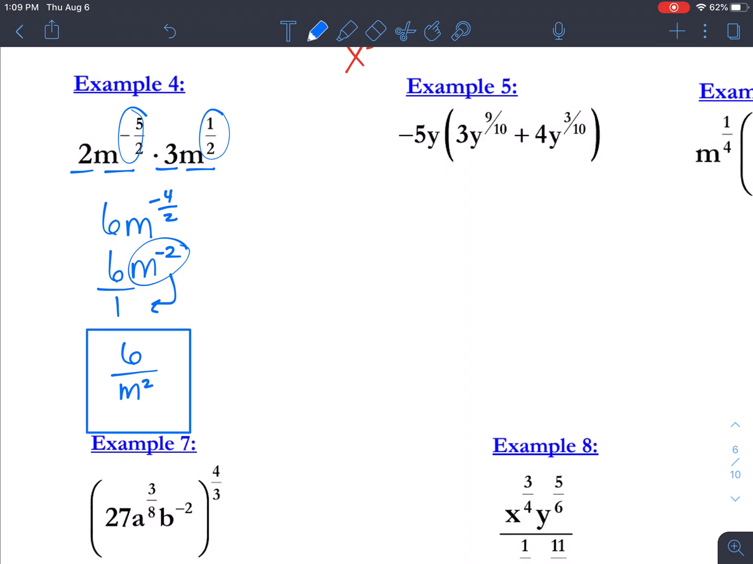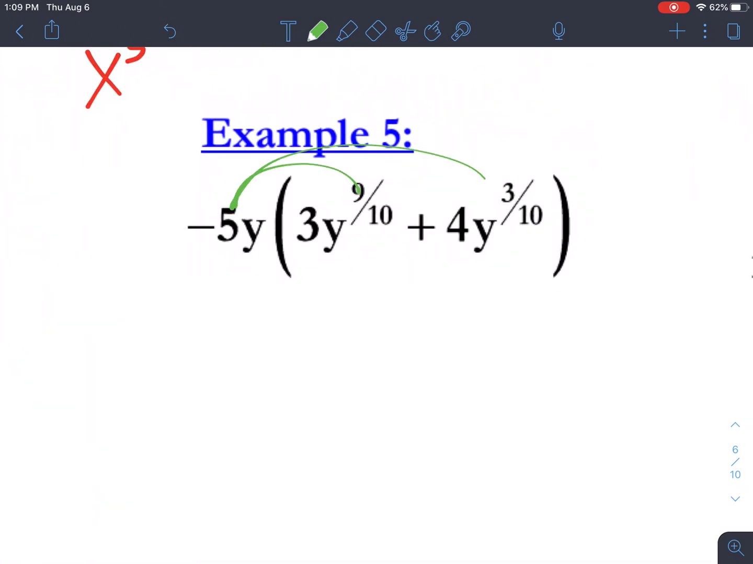All right, 5 and 6, very similar, but I want to take a second to look at them. 5 is a little more difficult. Here's what's going on for 5. Basically, we're distributing. As we distribute, we have -5 times 3, that's -15. What do I do with those y values? Well, I have the same base, so I'm going to add the exponents. What's the exponent right here? That exponent would technically be 1. So really what I'm doing is 1 plus 9/10.